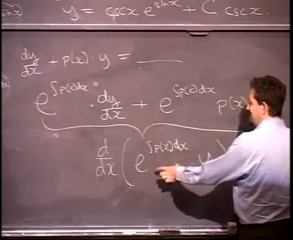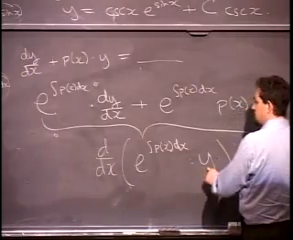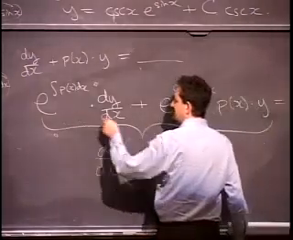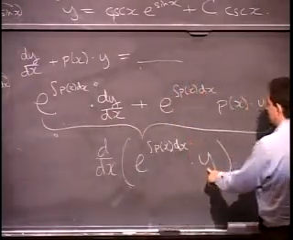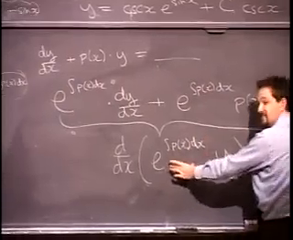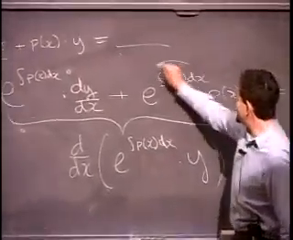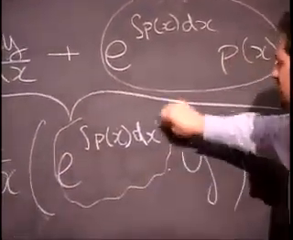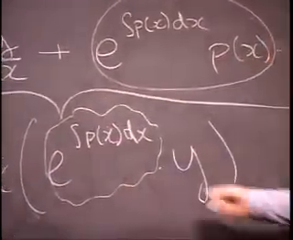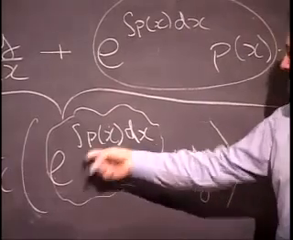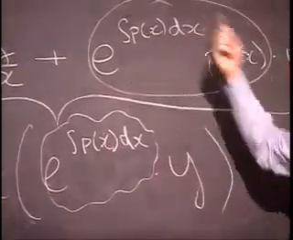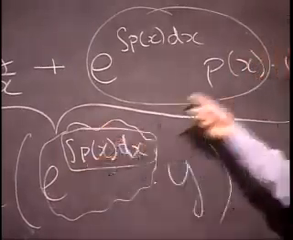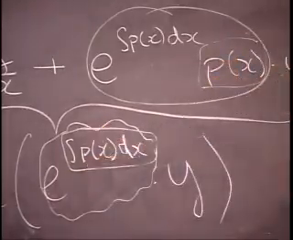One term will be e to the integral of p of x dx times y, times dy dx, rather. And there it is. The other term is y times the derivative of this. So everything comes down to, is this quantity the derivative of this quantity? Well, when you differentiate this, e to the anything has derivative e to the same thing, and then you just have to multiply by the derivative of this thing, but the derivative of the integral is just p.